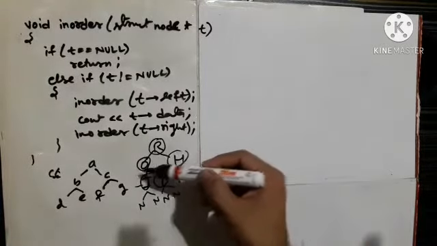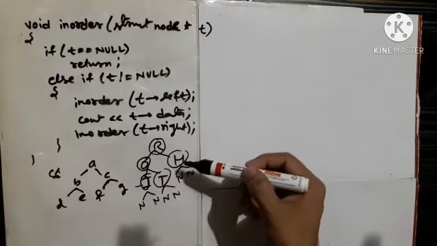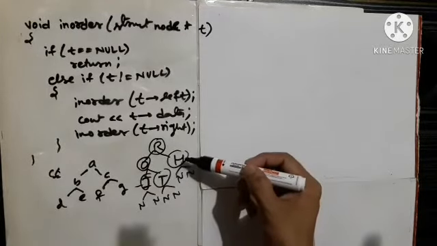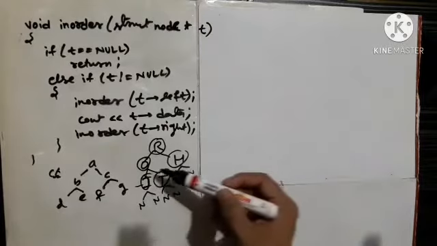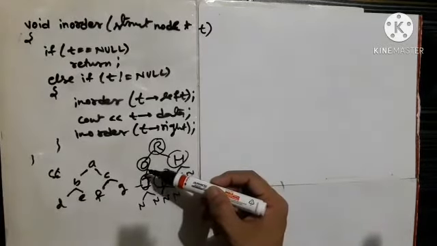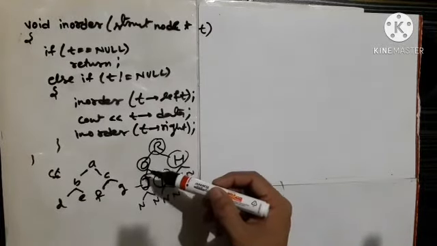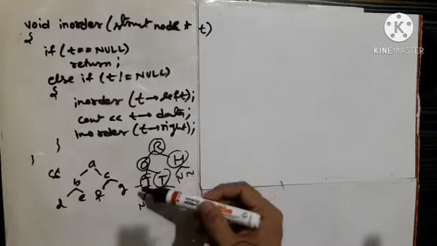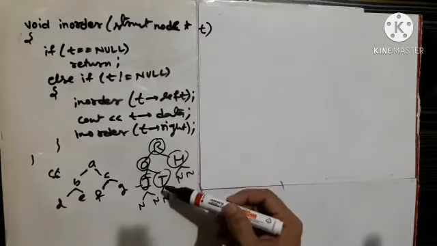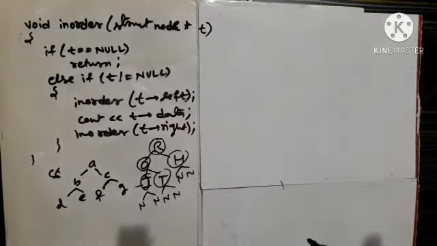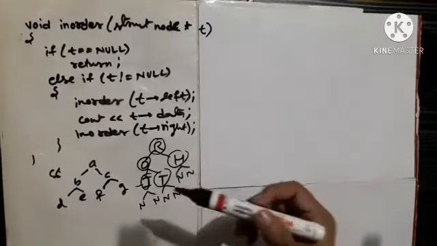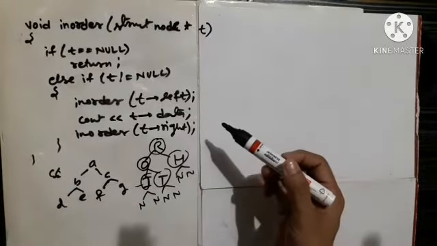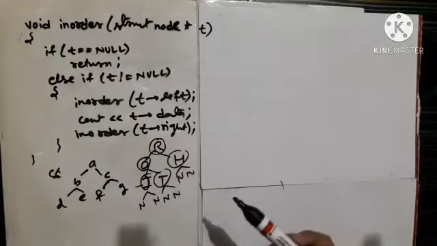Is R a leaf node? No, it is not a leaf node because it has two children. H is a leaf node because it has no children. Is O a leaf node? No, it is not, because it has two children. T is a leaf node because it has no children. The node which does not have any children is known as a leaf node. Are you getting my point?